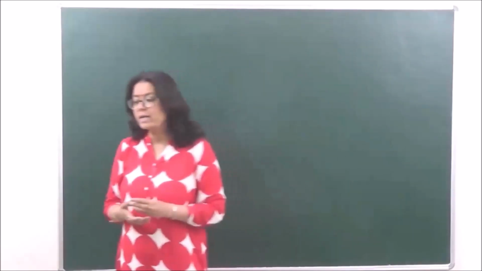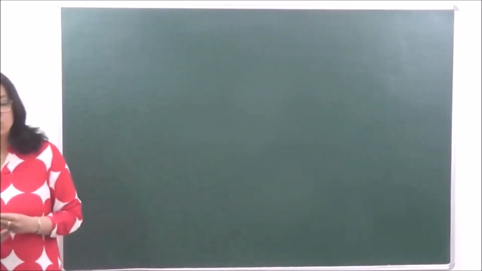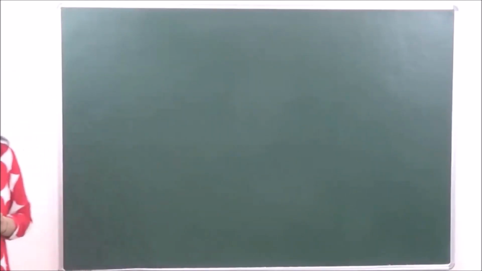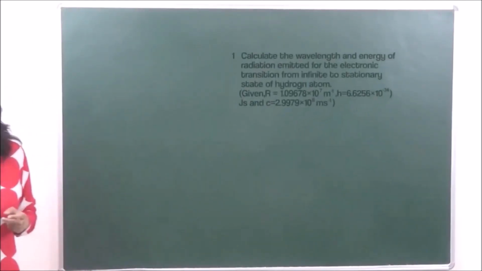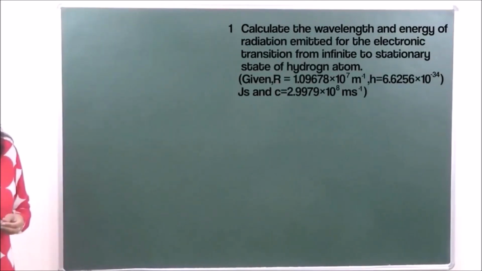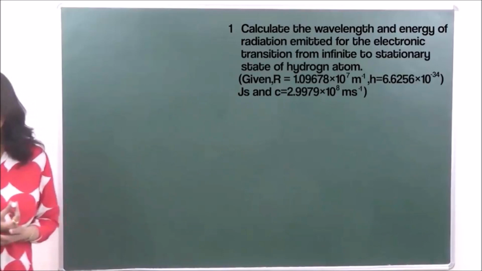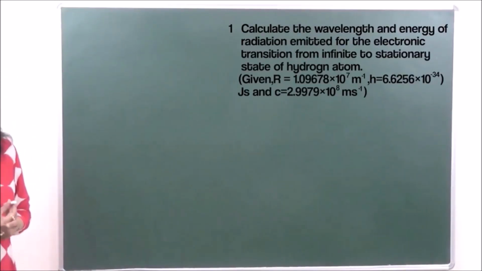So we had done quite a detail. We did the entire Bohr's model. Let's go on to the questions today. The first question is: calculate the wavelength and energy of radiation emitted for the electronic transition from infinite to stationary state of hydrogen atom. Given R is equal to 1.09678 into 10 raised to the power 7, and h is equal to 6.6 into 10 raised to the power minus 34, and c is 2.9 into 10 raised to the power 8.